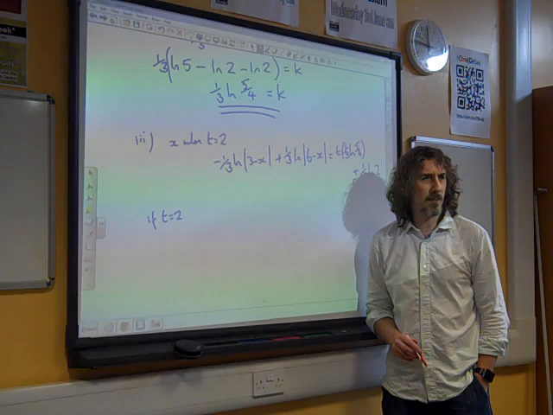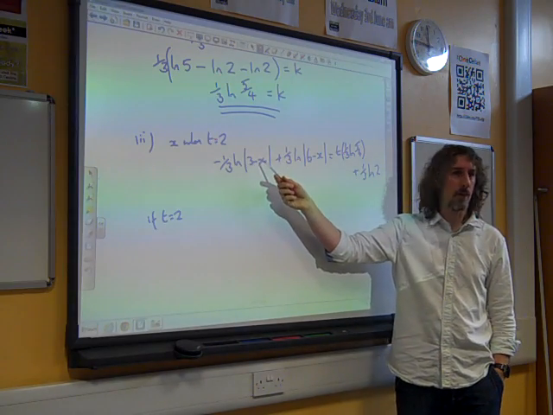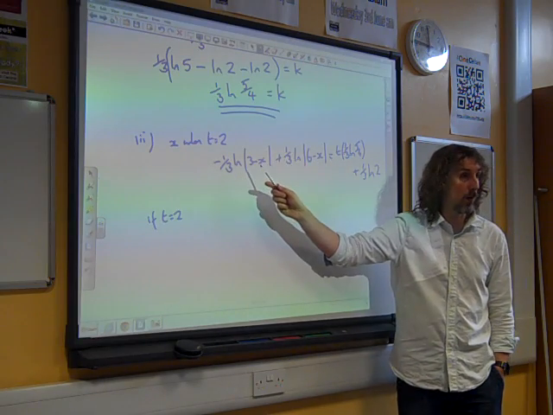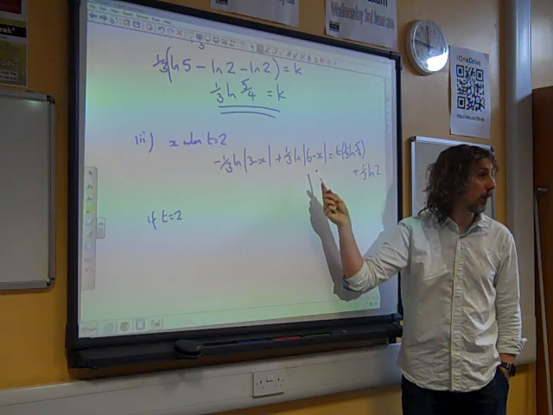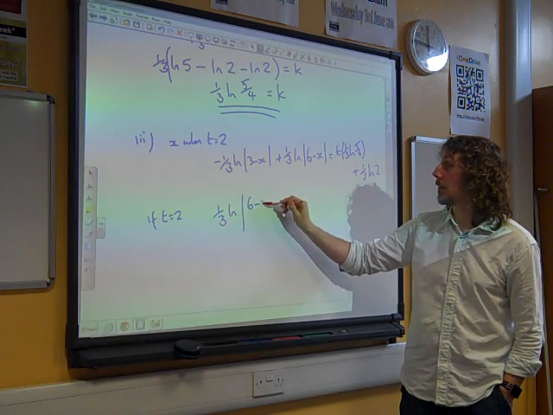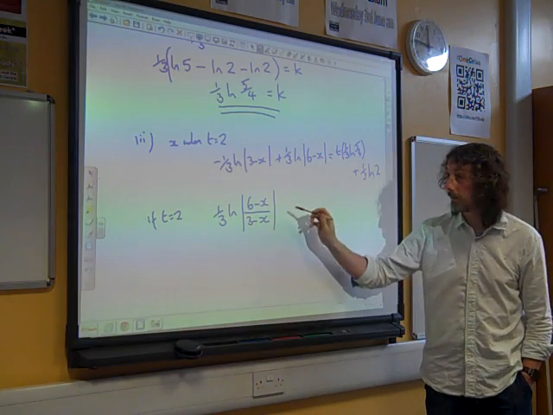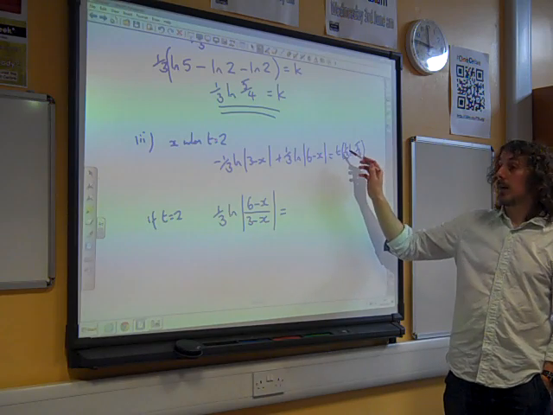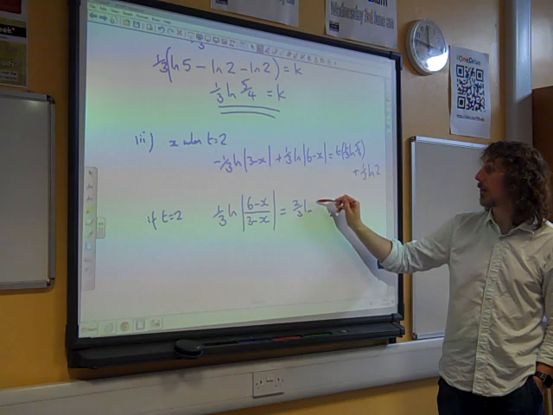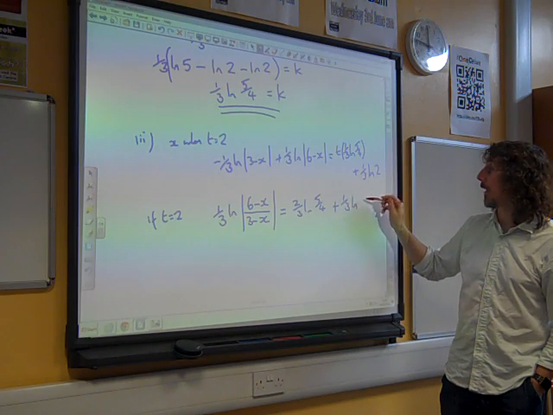can I start combining it straight away? Because look, we've got minus a third ln 3 minus x plus a third ln 6 minus x. That's that one, take away that one. So we would divide, wouldn't we? So we're going to say a third natural log of 6 minus x over 3 minus x. T is 2. So this is 2/3 natural log of 5 over 4 plus a third natural log of 2.